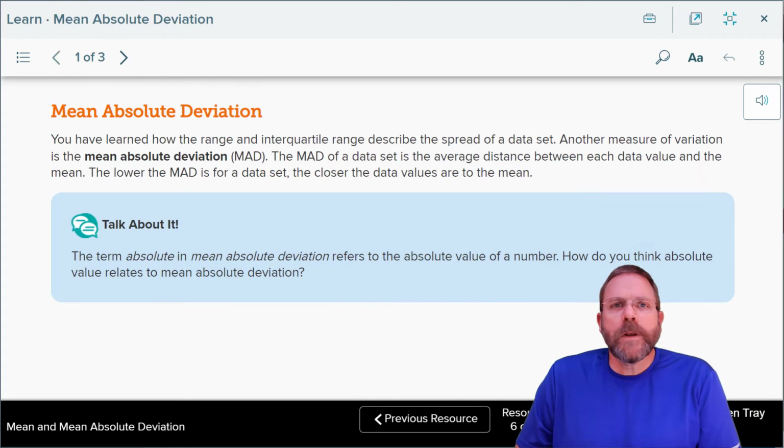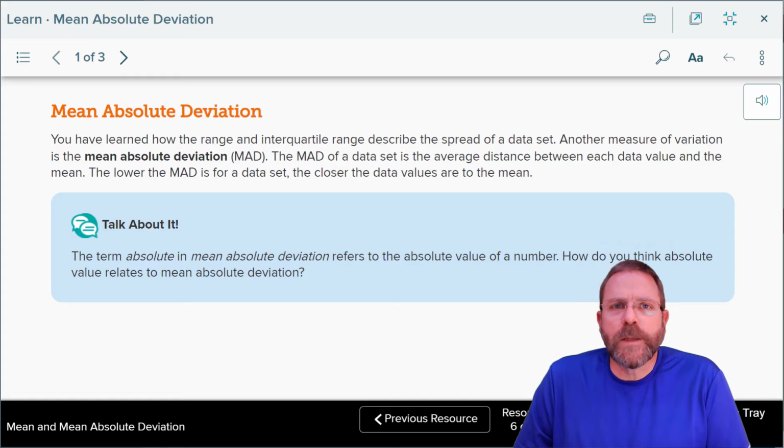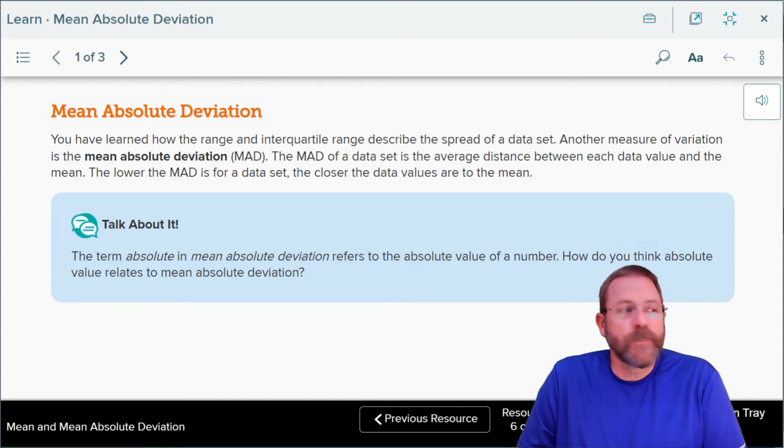Easy math. Now we're going to get into the concept of mean absolute deviation. And I can honestly say, prior to getting this textbook, I never ever used this. It tells us that you have learned how the range and the interquartile range describe the spread of data, and what they're talking about there are the box and whisker plots that we've done. Another measure of variation is the mean absolute deviation. The mean absolute deviation of the data set is the average distance between the data values and the mean. The lower the mean absolute deviation is for the data set, the closer the data values are to the mean.